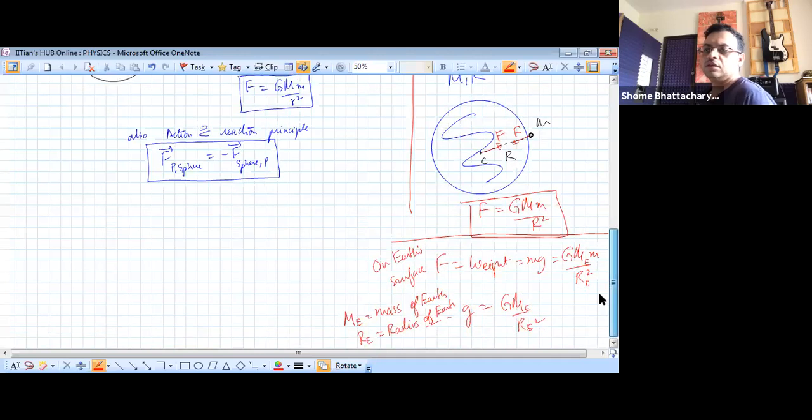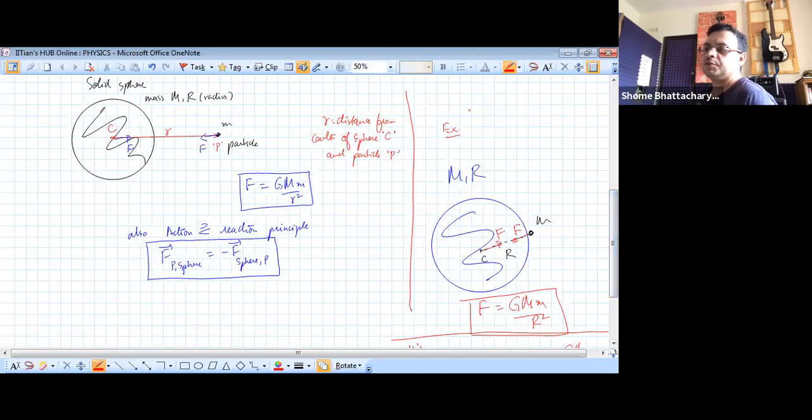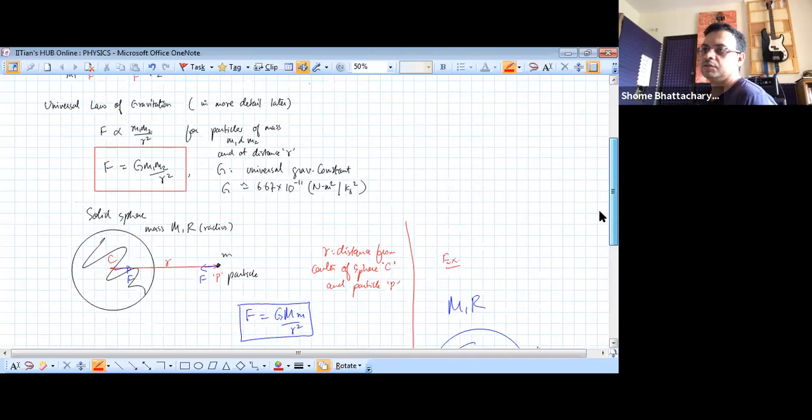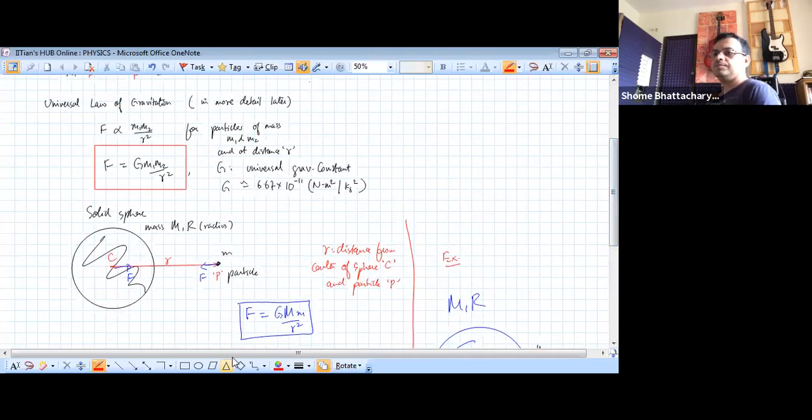Anyhow, don't worry about this. You don't need to know this too much in detail right now. There will be a chapter called Universal Law of Gravitation, and they will study about this in more detail.